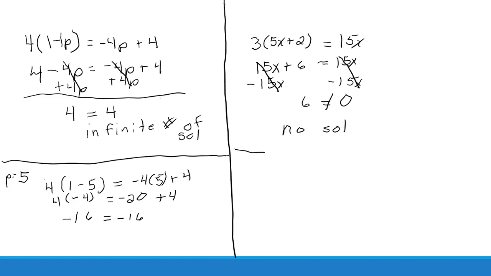So as we've seen, we can have x is equal to a number, a constant. We can have an infinite number of solutions if one side is equal to the other. And we can see that there's also no solutions when one side does not equal the other.